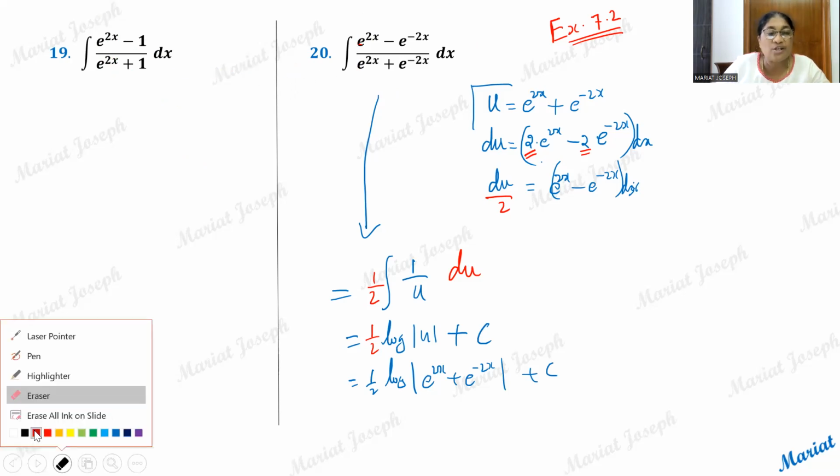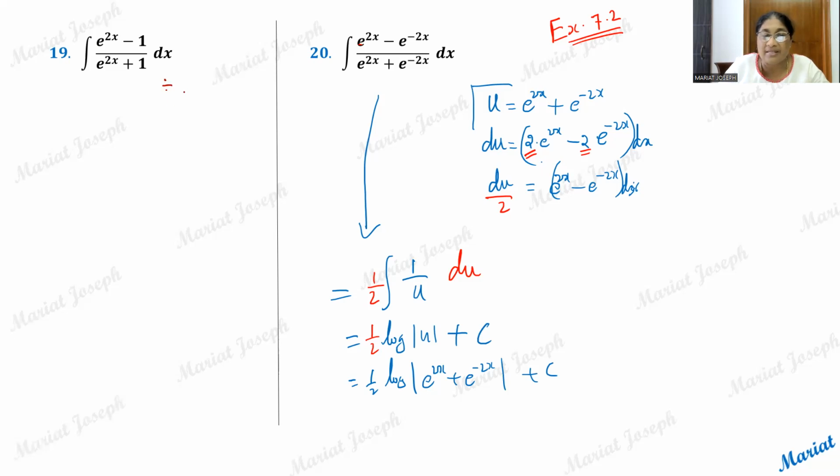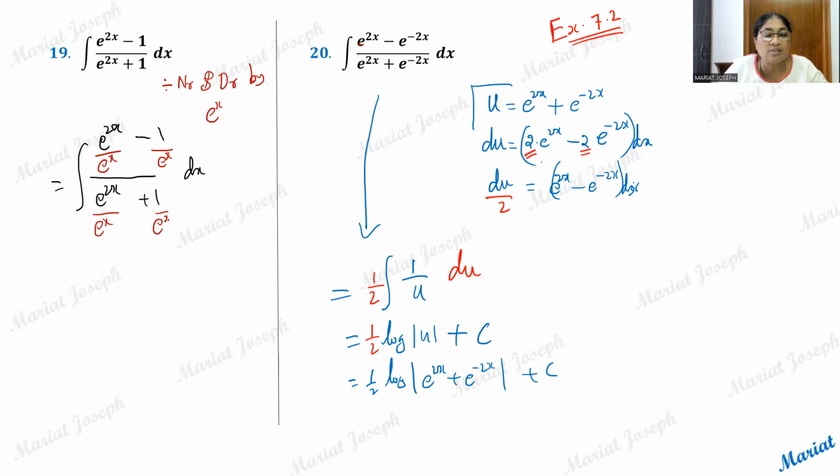You will divide the numerator and denominator by e raised to x. Divide the numerator and denominator by e raised to the power x, which means the step will be now integral of the numerator and denominator, e raised to 2x minus 1, e raised to 2x plus 1. These are the terms we have. But I'm telling you, divide by e raised to the power x. Each term you are going to divide by e raised to the power x.